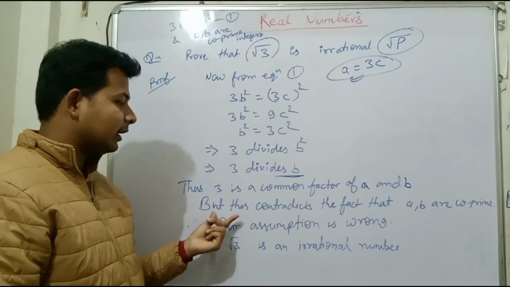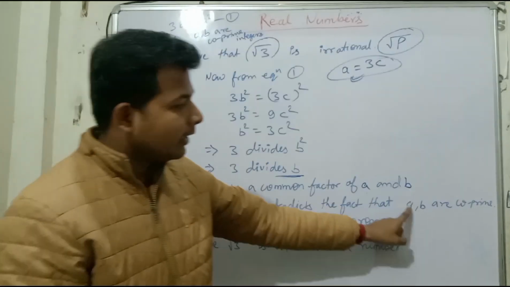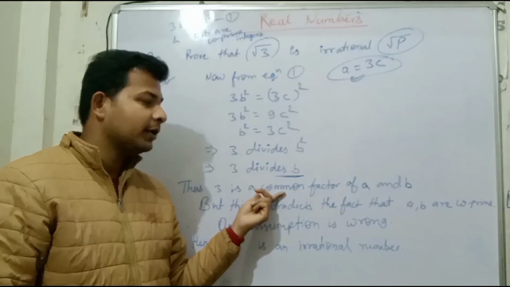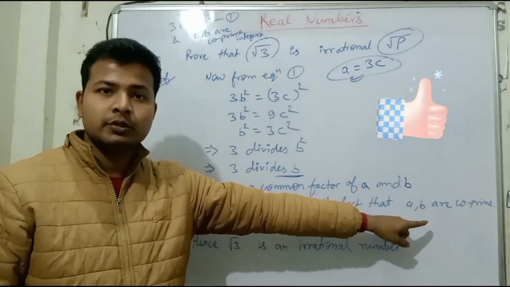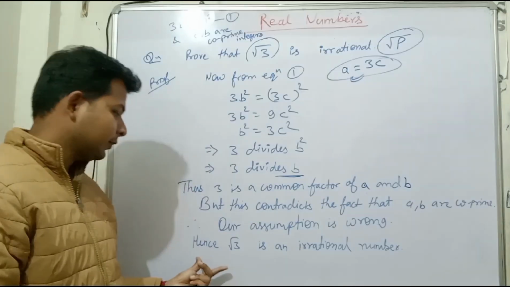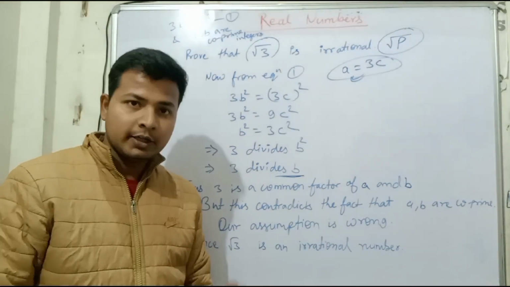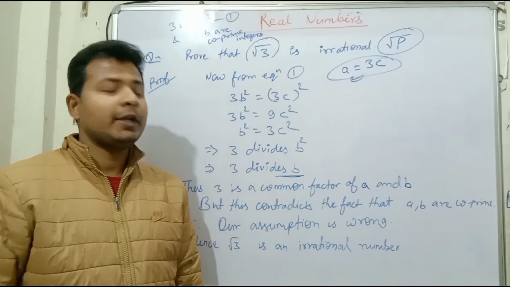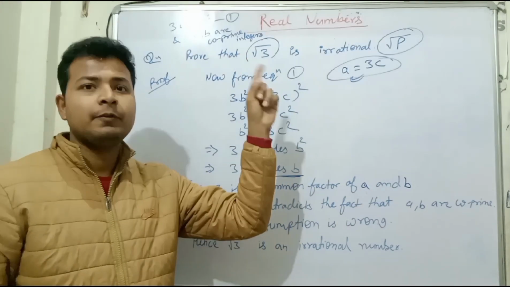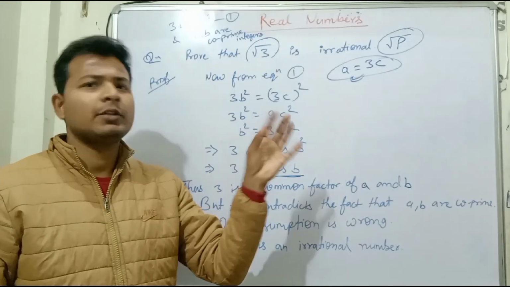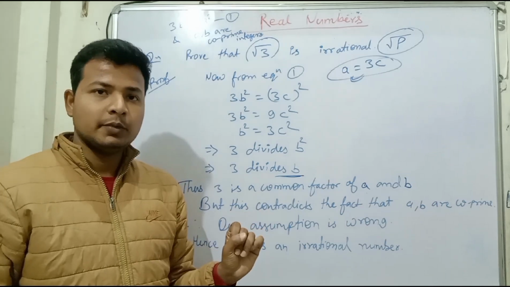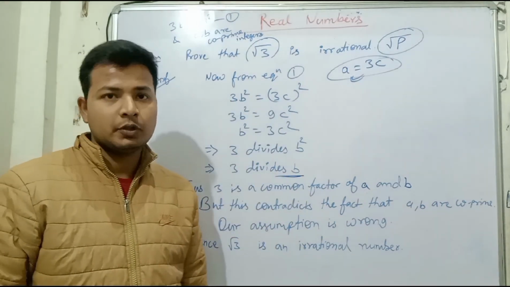But in the starting, I have said that a and b are both co-primes. This implies that this statement is a contradiction to our assumption. This states our assumption was wrong. Hence, root 3 is an irrational number. Class, let me explain: this is the process in which you can prove root 3, root 5, root 7, root 11, root 13, whatever the question will ask, you can prove all those numbers as irrational numbers. You just have to follow this process.